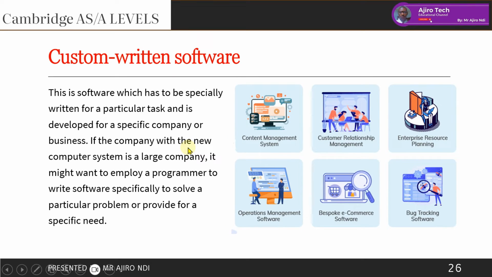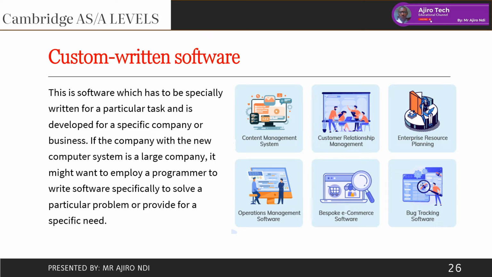Now, custom written software is software that has to be specially written for a particular task and is developed for a specific company or business. Let me explain this. When a company installs a new computer system, it will need to obtain application software, whether it is for producing word processed documents, keeping databases of employee records, or producing invoices. However, many companies discover that finding the most appropriate software for them can prove difficult. If a wrong decision is made, they may need to keep modifying their systems or even have to abandon the software and start again. So generally, they tend to go for custom written software or off-the-shelf software.